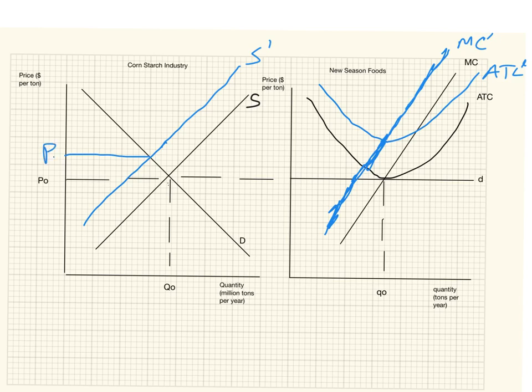Call that very cleverly P1. Q1. And then that new market price creates a new demand curve for the firm. The new price at which firms can sell all they can produce is P1. So price goes up to P1.